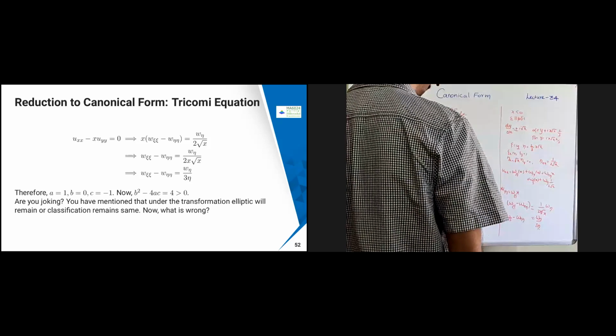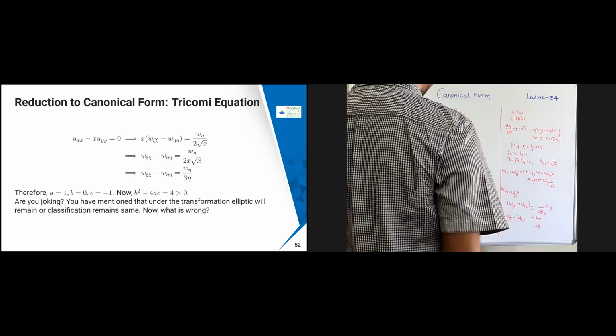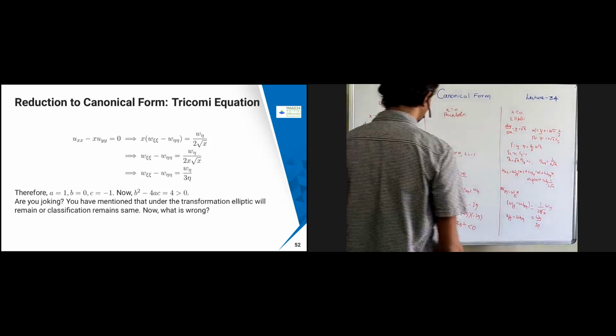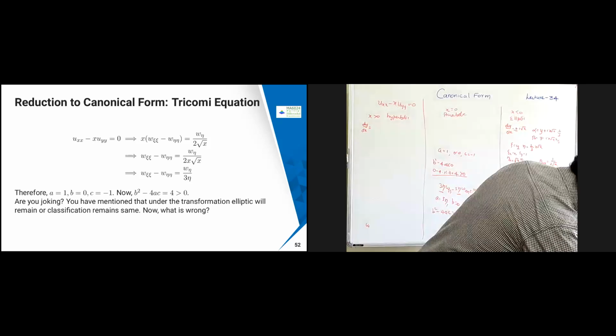So you should not confuse that. I started with elliptic, so I start with w chi chi plus w eta eta should come. So you should be careful.